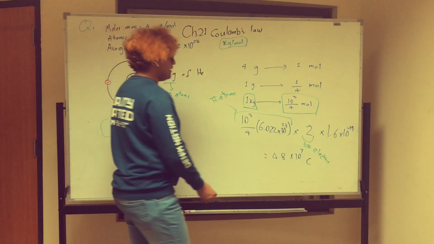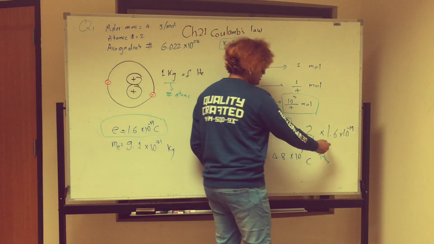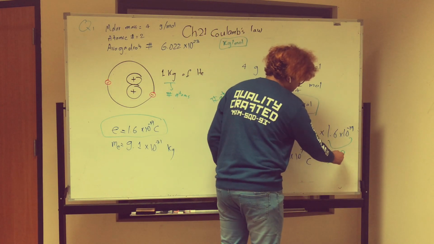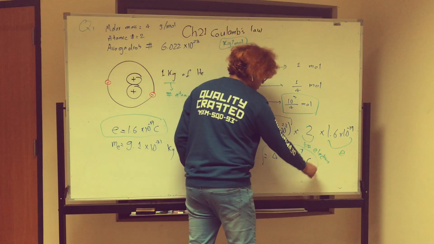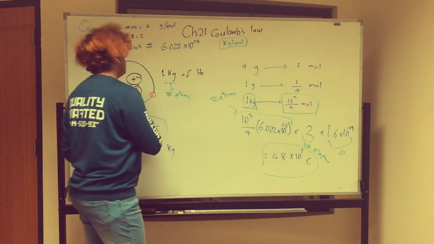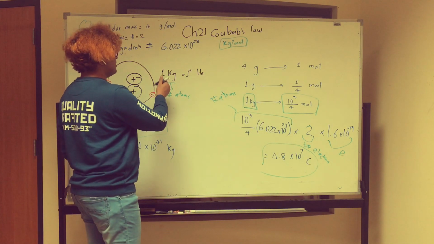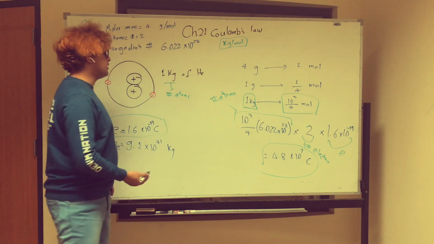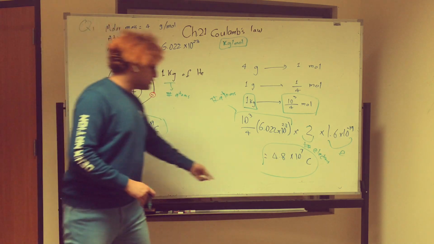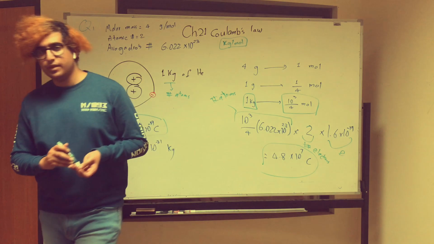And if you multiply these 3 numbers together, you'll get the electron charge in 1 kilogram of helium. And that will be your answer, 4.8 times 10 to the 7.